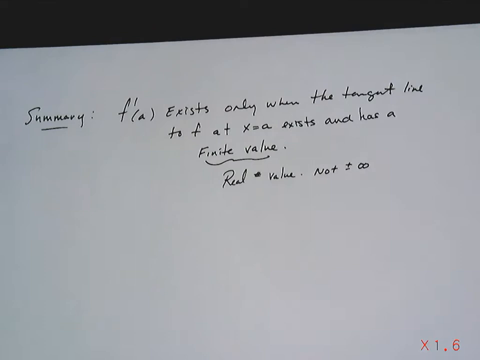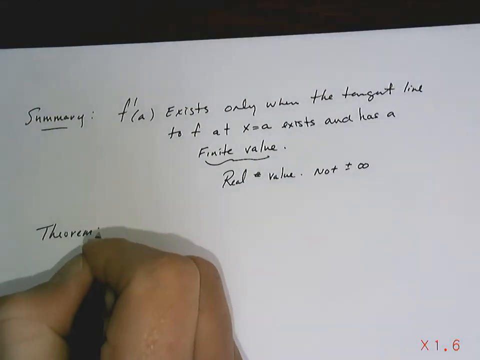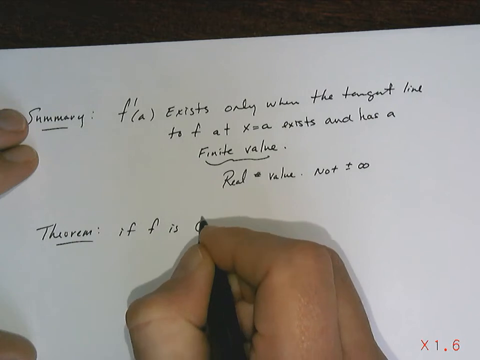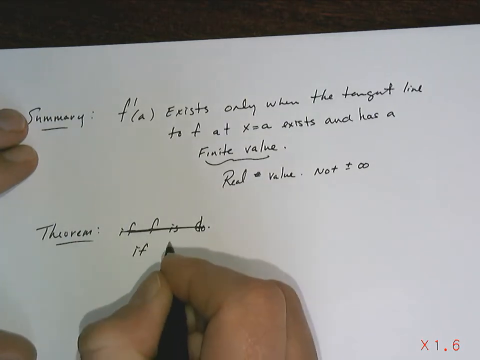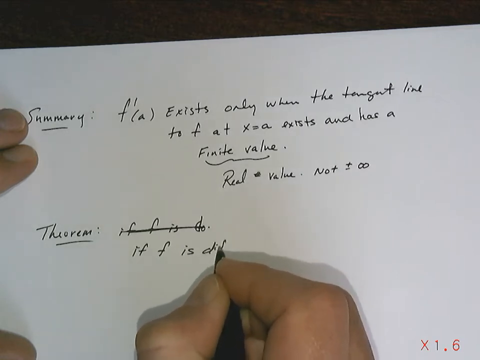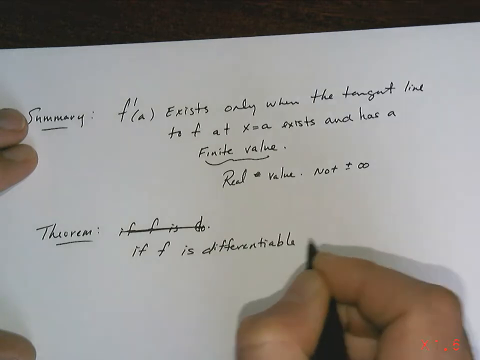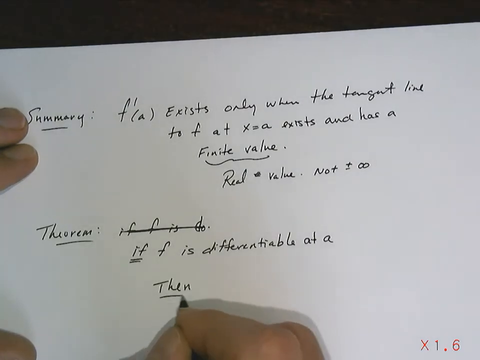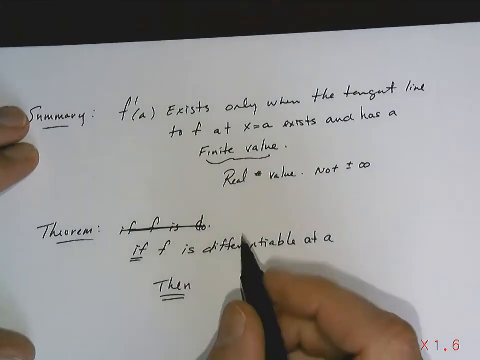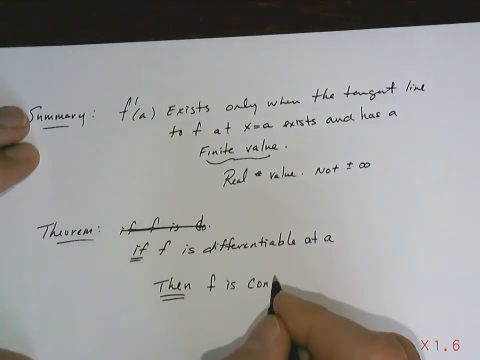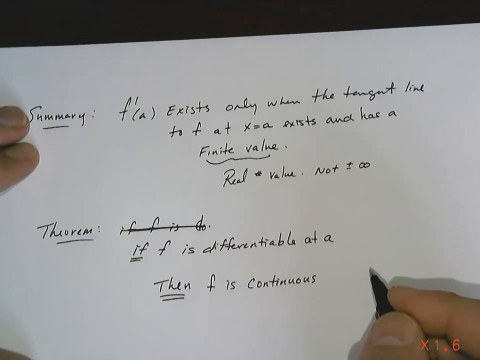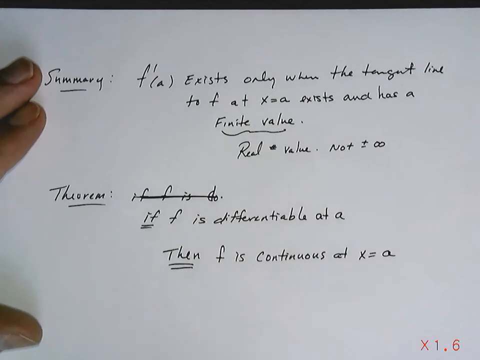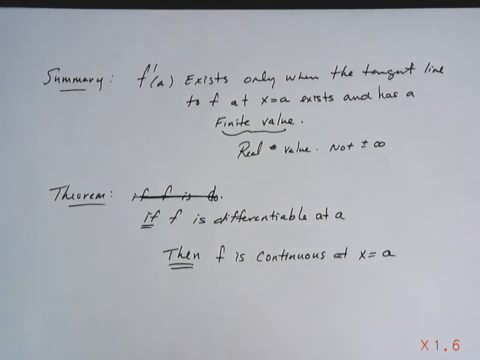So that takes us to a theorem. If f is continuous, nope, sorry, if f is differentiable at A, so this is a very powerful if-then statement, then f is continuous at x equals A. So if f is differentiable at A, then f is continuous at A.